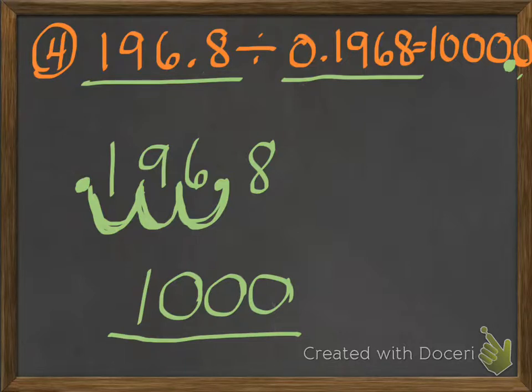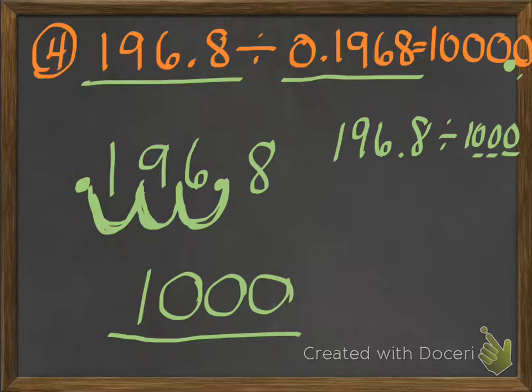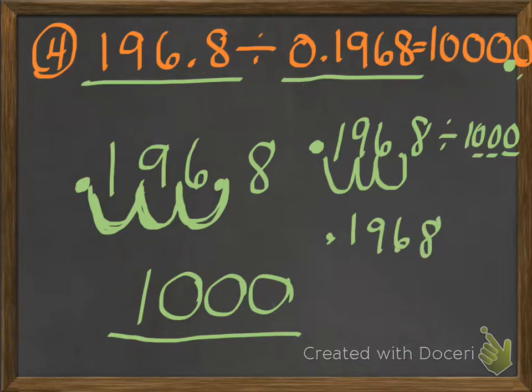Okay? I could check it and see if I'm right. We learned the other day that if we have a number like 196.8 and we divide it by 1,000, numbers that end in 0, we count how many zeros there are and we move that decimal point that many places. 1, 2, 3. So I move the decimal point right here. So now it's 0.1968, which is the same number that we had in our problem up here. So that's the right answer.